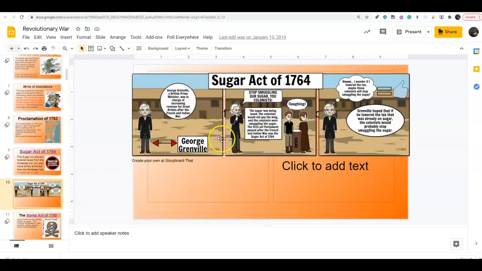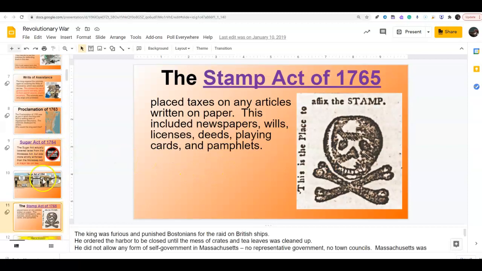Next is George Grenville. George Grenville is the one that came up with that idea, hoping to stop the smuggling of tea, but all the Sugar Act did was just cause people to smuggle in more and more tea. Next was the Stamp Act.